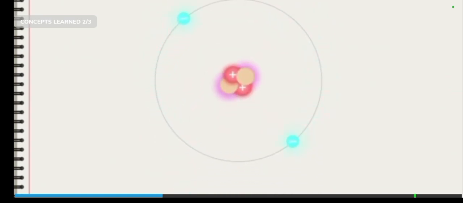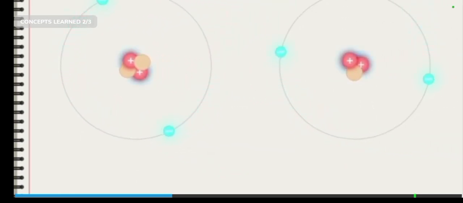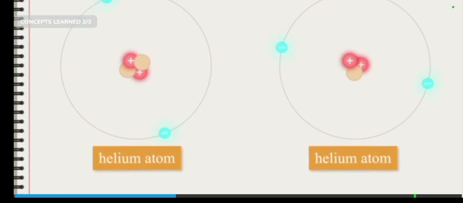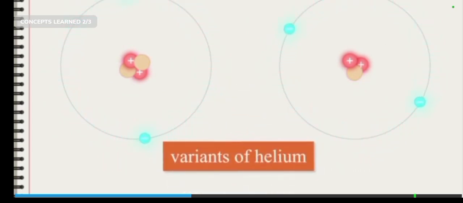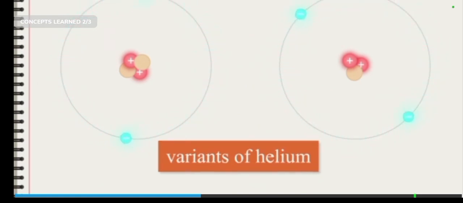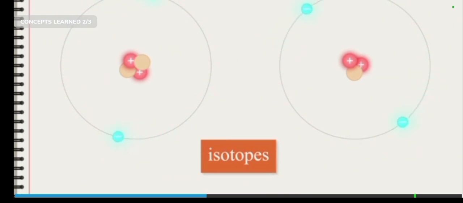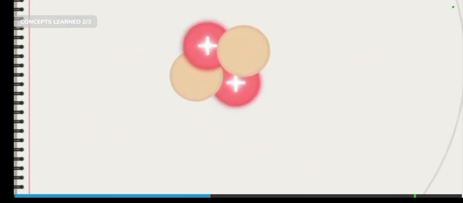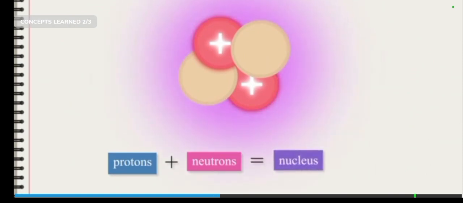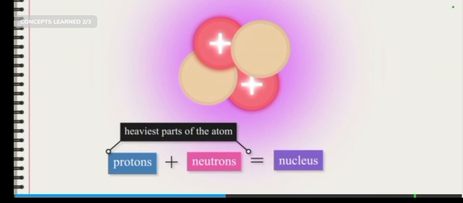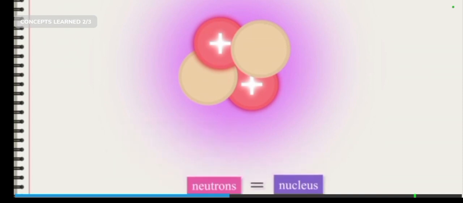The number of neutrons in the nucleus of atoms of an element can vary. Take these 2 atoms with 2 protons. Both are helium atoms, but one has 2 neutrons, while the other has 1 neutron. These 2 atoms are 2 different variants of helium. Variants of the same element that differ by the number of neutrons are known as isotopes. Most elements have several isotopes. So, protons and neutrons are particles that make up the nucleus of an atom. They are the heaviest parts of the atom, and their combined mass is nearly all the mass of the atom.